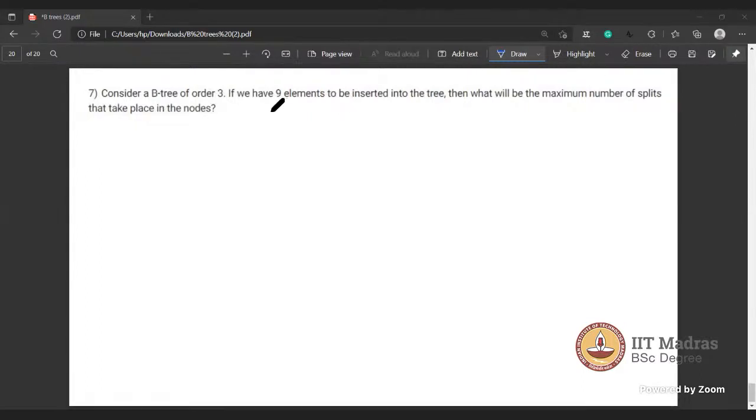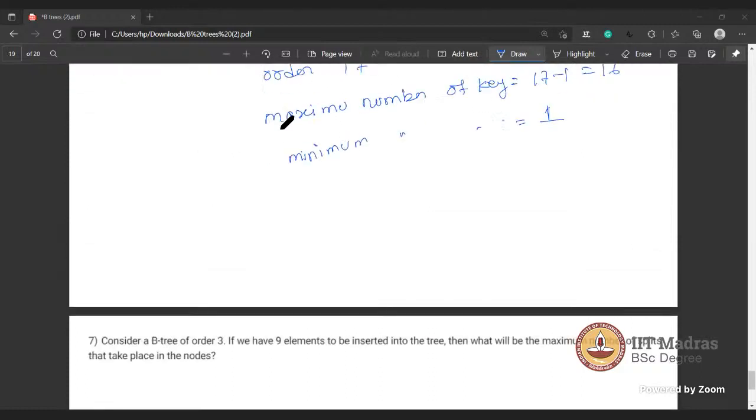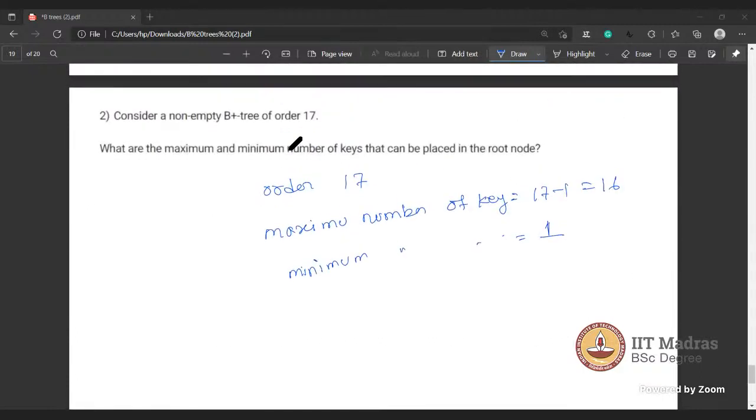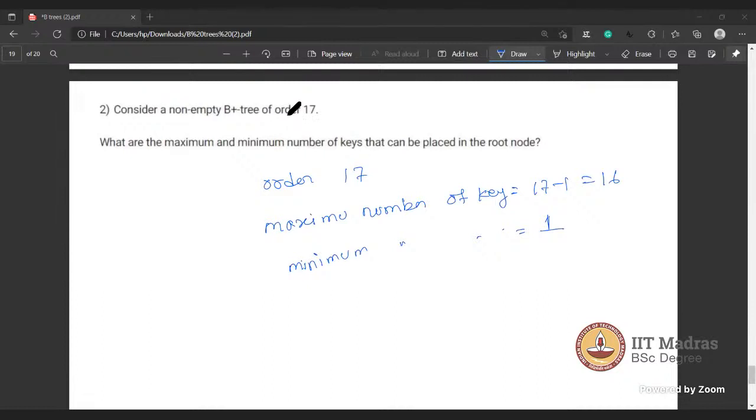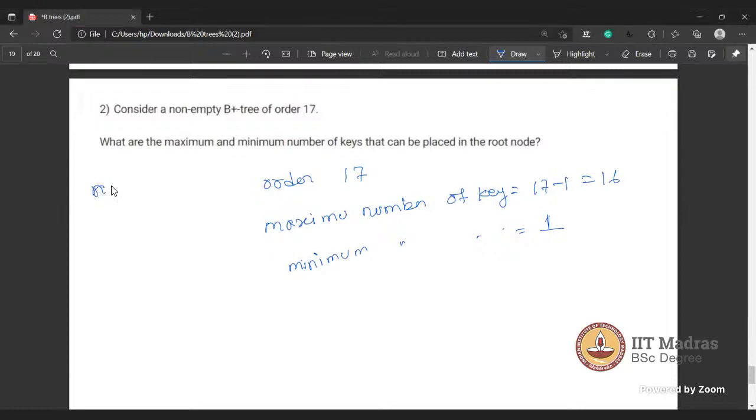Sir, in the previous question, will the minimum number of root nodes always be 1? Let me clear this up. The root node will be 1, but the keys can be more than 1. Oh, okay, sir.